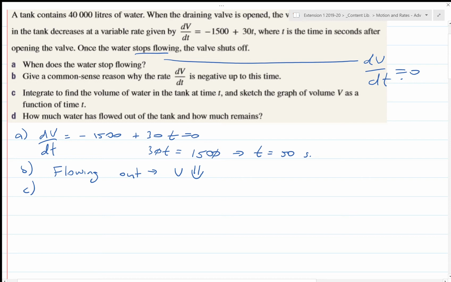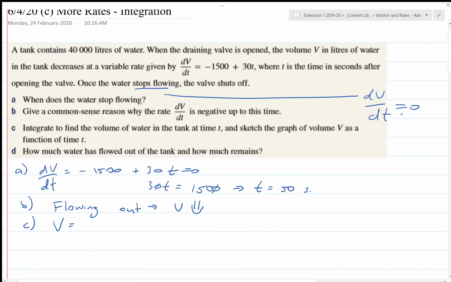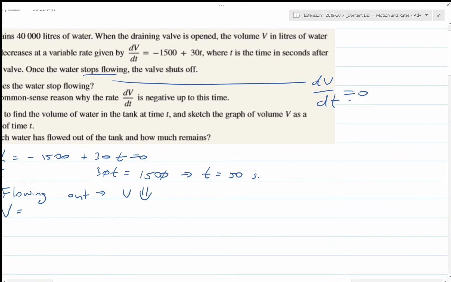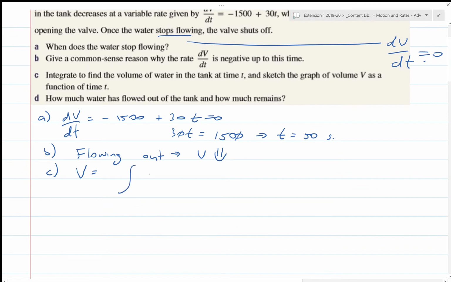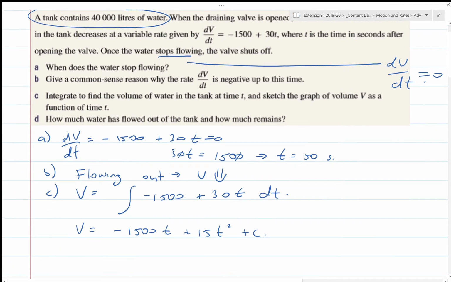Integrate to find the volume of the water in the tank and sketch the graph as well. So, there's another piece of information in the question that you should try and find before I tell you what it is, so feel free to pause your video now. So, the volume equals the integral of V dash T. And how do we find C? That's correct. Initially, it contains 40,000 litres.